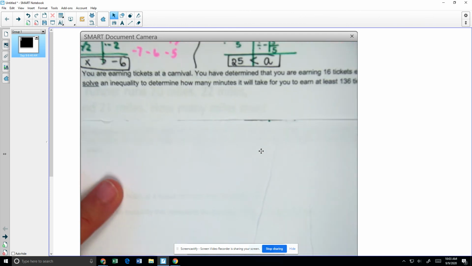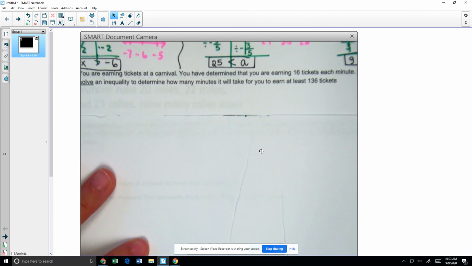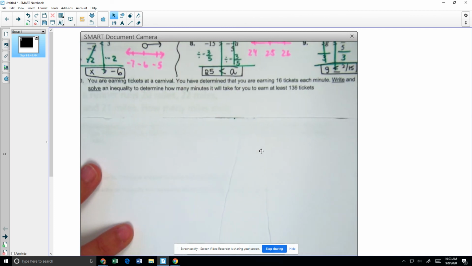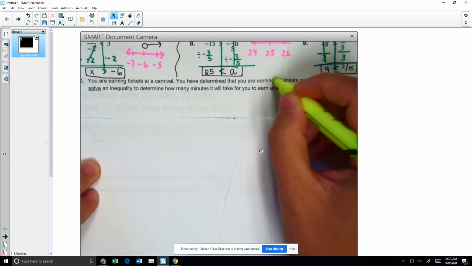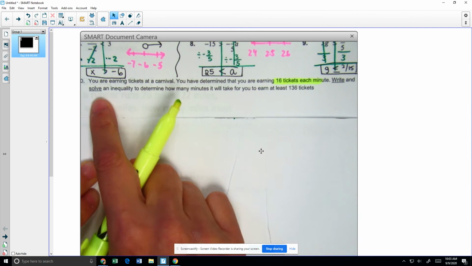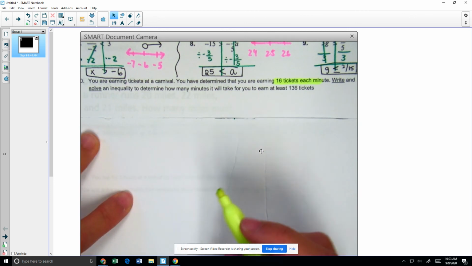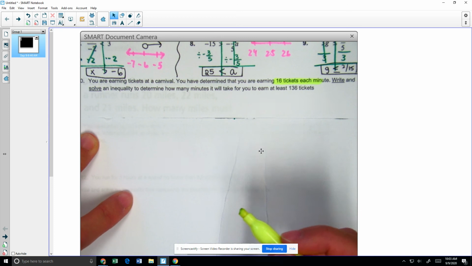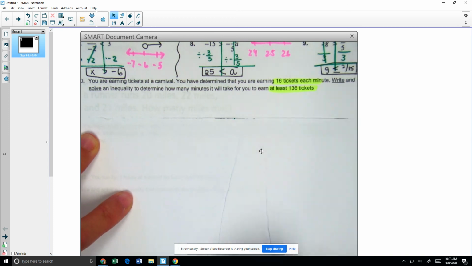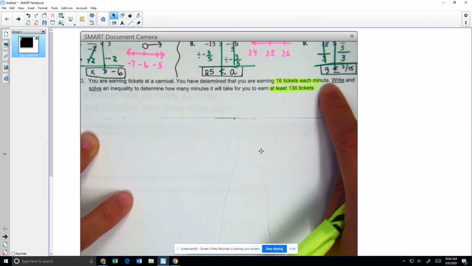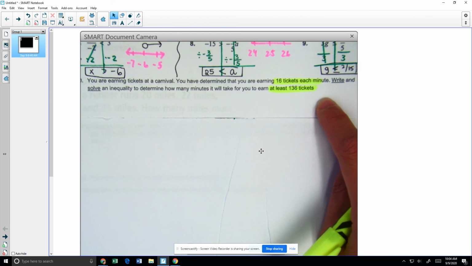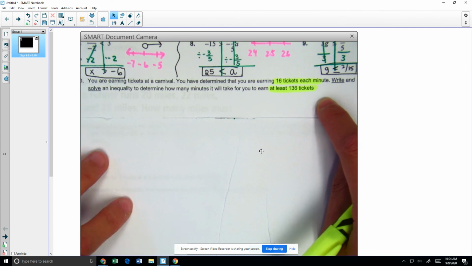Word problem. You don't have to write this down, and I'm going to read it because I know it's kind of small. Sorry. I should have clumped it together. Okay. So this says you are earning tickets at a carnival. You have determined that you are earning 16 tickets each minute. So we don't have to solve. Let's just write the inequality to determine how many minutes it will take for you to earn at least 136. So you're earning 16 a minute. And then you want to earn at least 136 total.